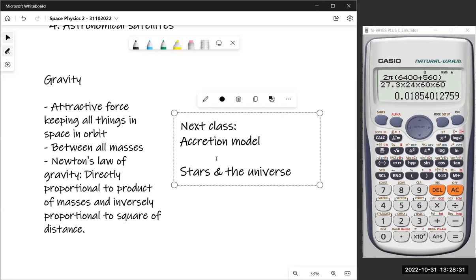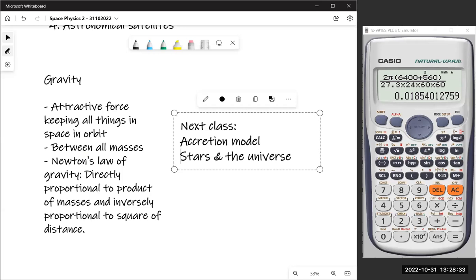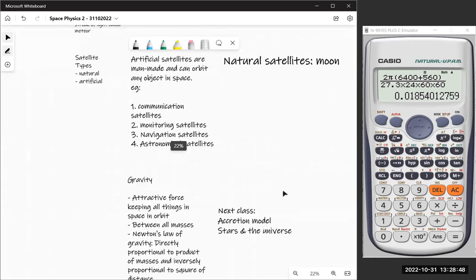Now, I'm gonna recap what we studied in this class. We did orbital velocity, and then the solar system, comets, asteroids, meteors, and gravity.